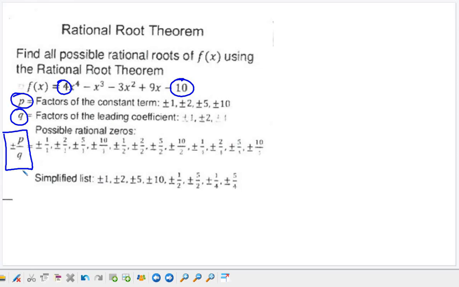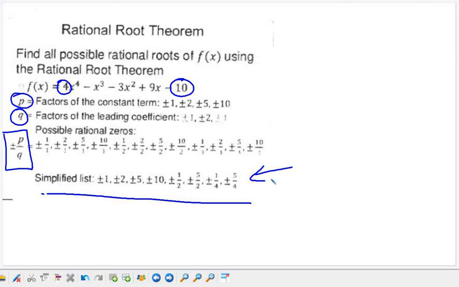Just so you don't get yourself confused, okay? So we want all of the factors of p over all the factors of q. Once they do that, we have this simplified list. This list means that if this has a rational zero, and remember we have irrationals and imaginaries that are also possibilities, but if this has a rational zero, meaning something we could find in the calculator, it has to come from this list.